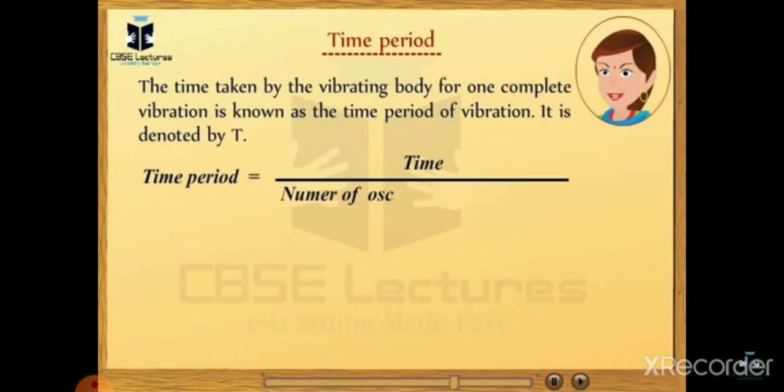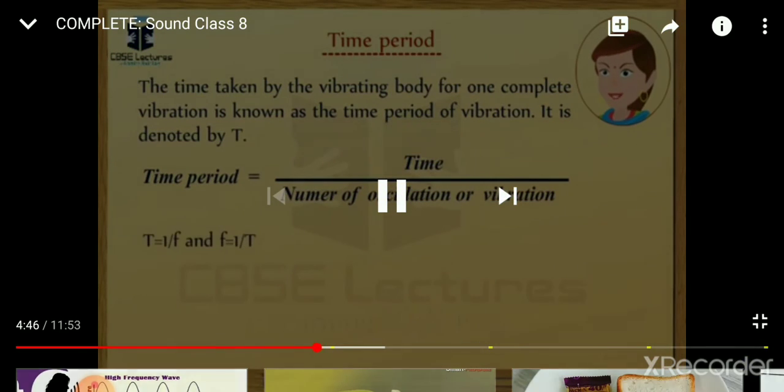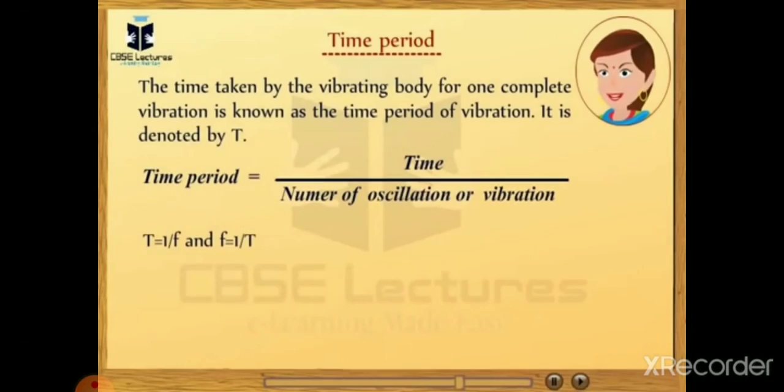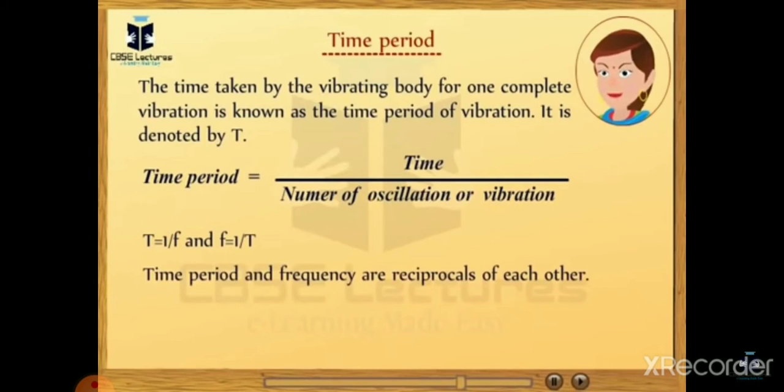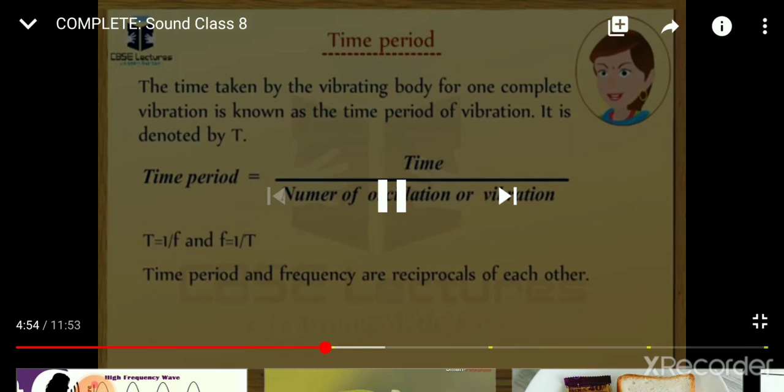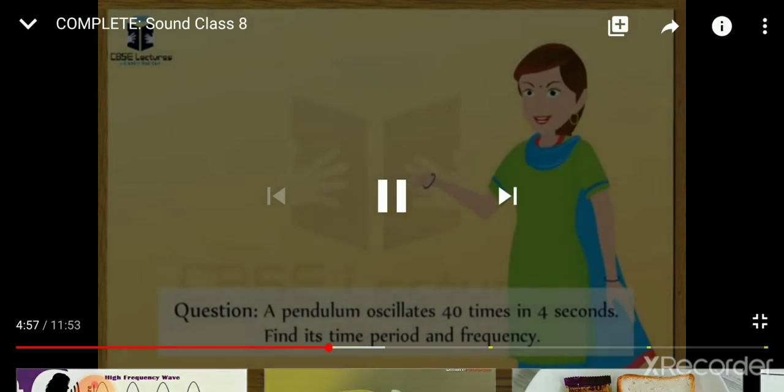So you can see how we can calculate the time period: time over number of oscillations. And how can you find the number of oscillations or vibrations? It's 1 over frequency. You can see, and frequency can be calculated as 1 over T, that is time. So time period and frequency are reciprocal to each other. Beta, we will do the numericals according to it.